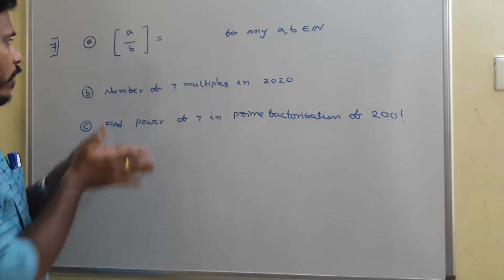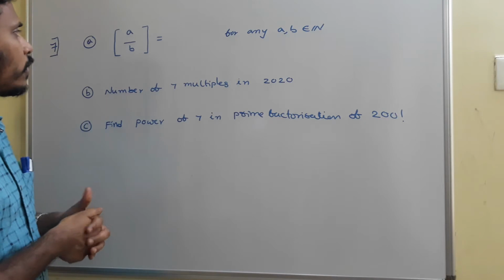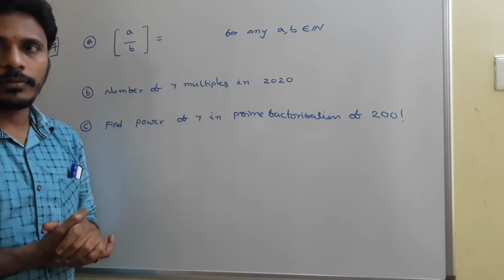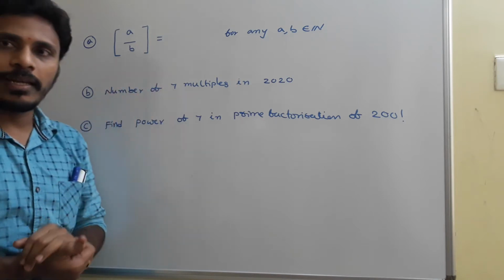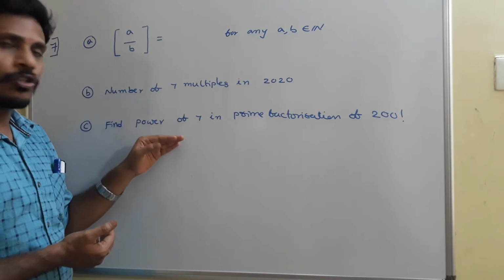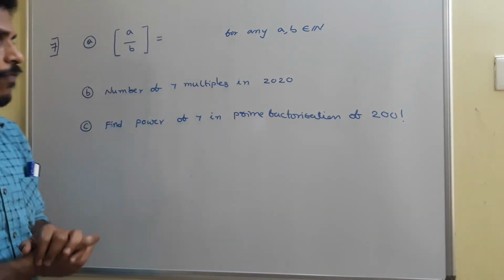And now in this class we are going to discuss the seventh point from the step functions. And look at the problems. Step of a by b for any a, b belongs to N. Based on that we can calculate the number of 7 multiples in 2020. And related to this I have another question. We need to find the power of 7 in the prime factorization of 200 factorial.